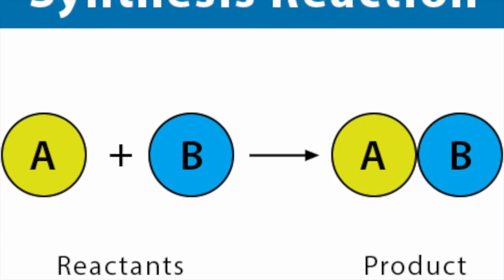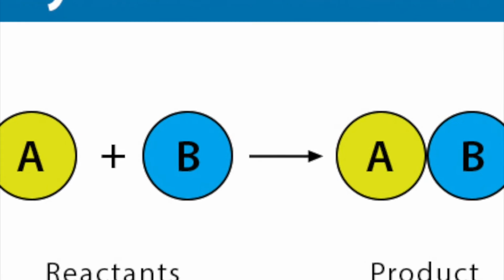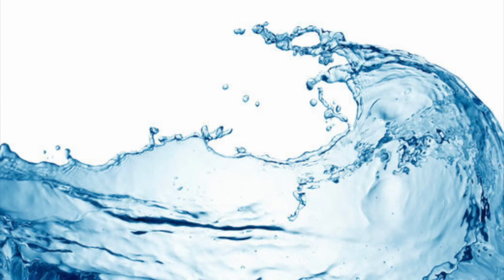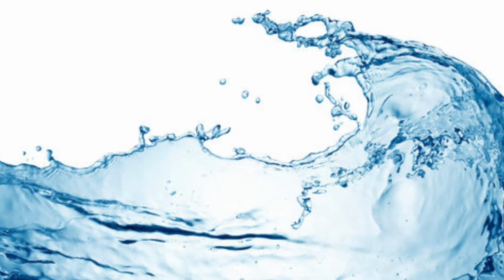Our first chemical reaction is a synthesis reaction. This reaction occurs when two elements or compounds combine to form a singular compound. One example that we can see in everyday life is the creation of water.